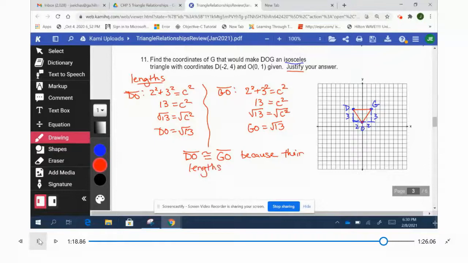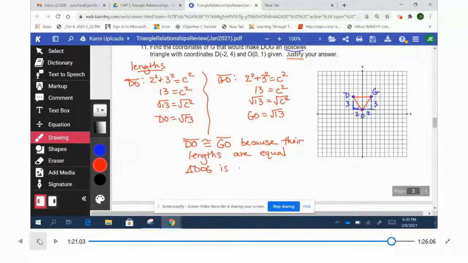Make sure we get used to saying that. It's going to take a little time, a little practice, but sides are congruent when their lengths are equal. And then we can get a right angle from slopes being negative reciprocals. So make sure you say the right thing with that process. Now it's isosceles because it has two congruent sides. Okay, and that's it for page 3.